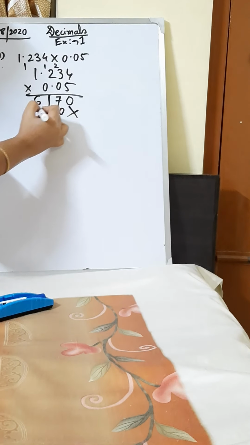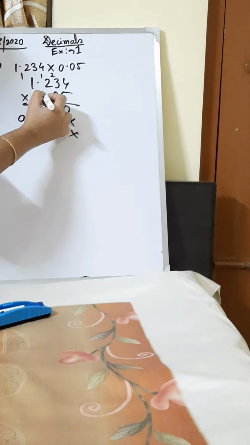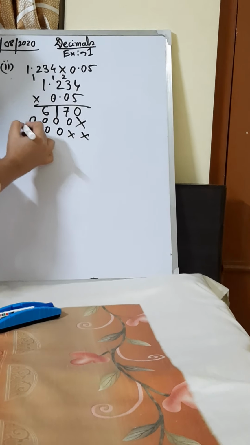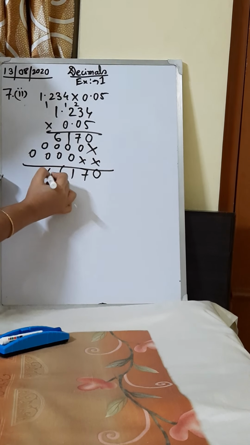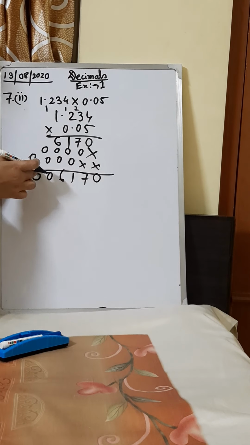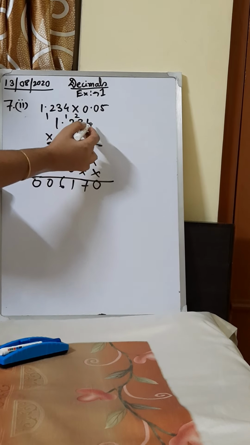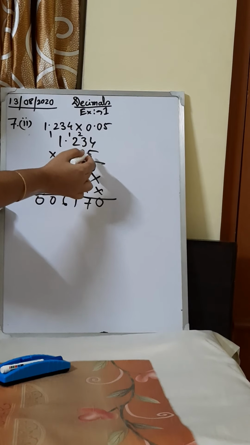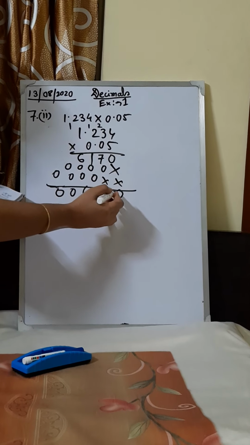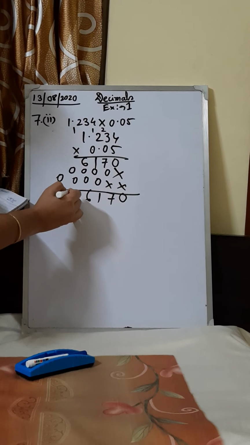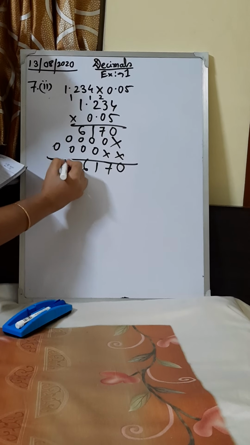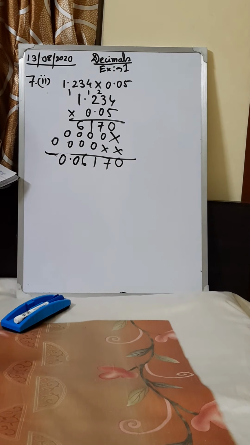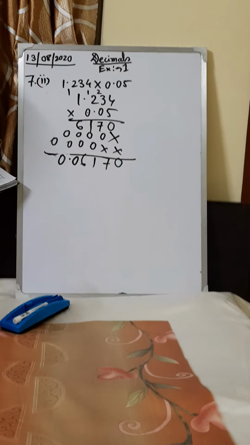Now see, the next line, multiply with 0, so every number will be 0. The next line, multiply again with 0, so 1, 2, 3 and 4 times 0. Now add these numbers: 0, 7, 1, 6, 0, 0. Now how to put the decimal point? Count the decimal places from the first number: 1, 2, 3, and then in the next number 4 and 5. So we put the decimal point after 5 places, and here will be 0.06170. This is your required answer, right?